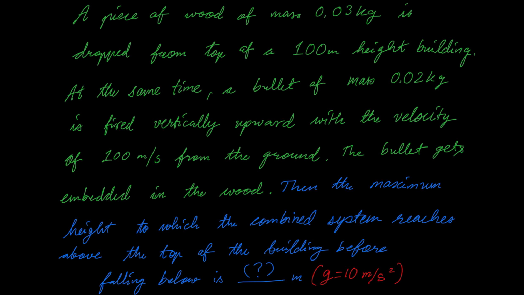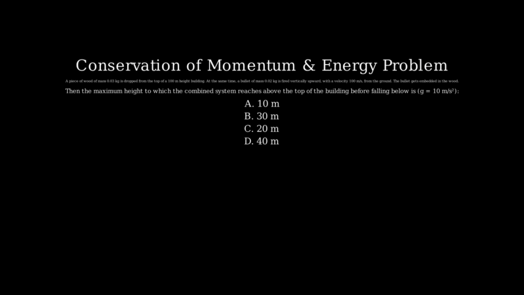Then we need to find the maximum height to which the combined system reaches above the top of the building before falling below. We're given these options: 10 meters, 30 meters, 20 meters, or 40 meters. And we're told that g equals 10 meters per second squared. Let's visualize this problem with a diagram.